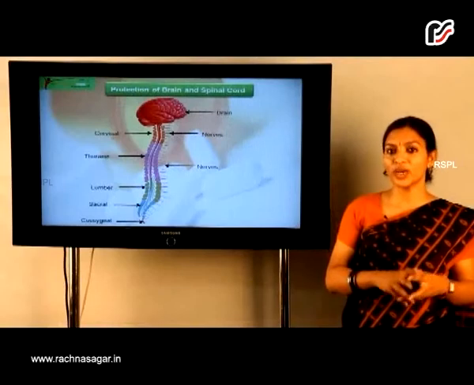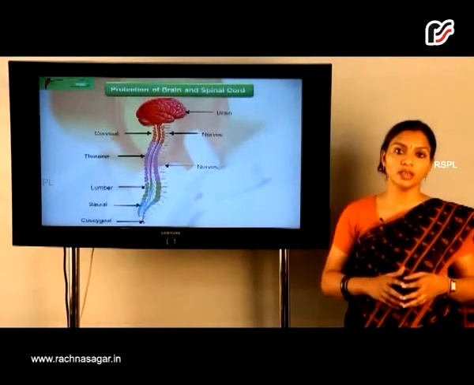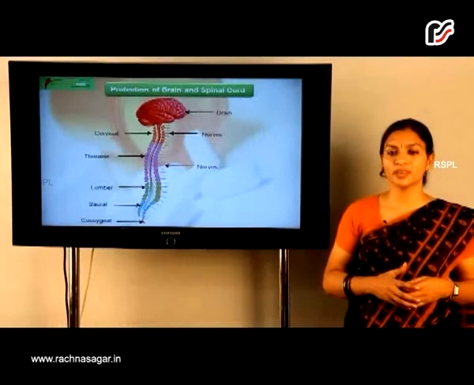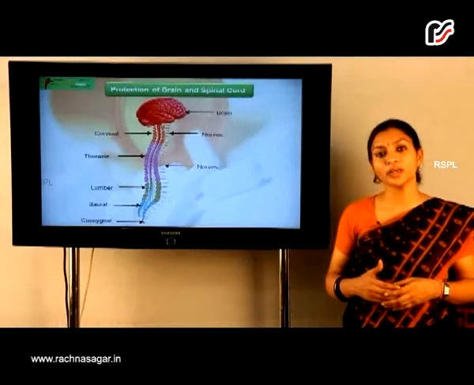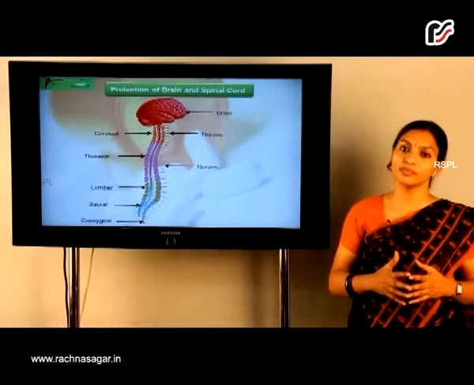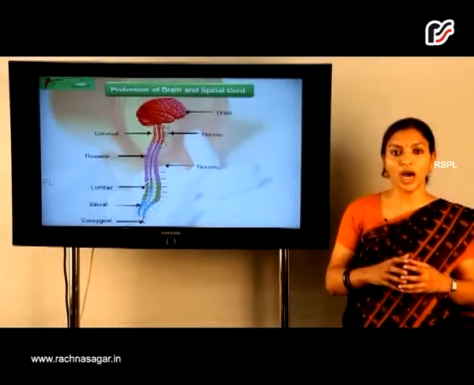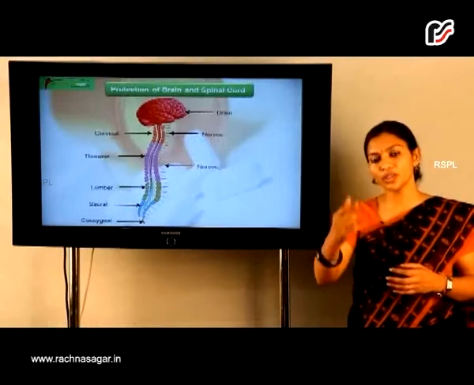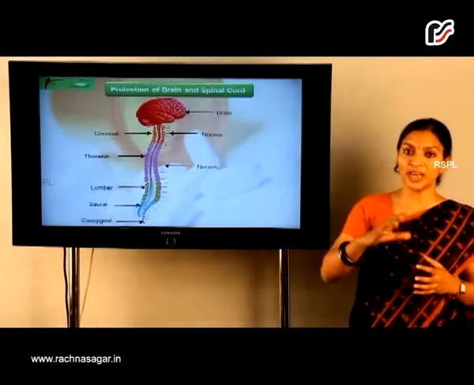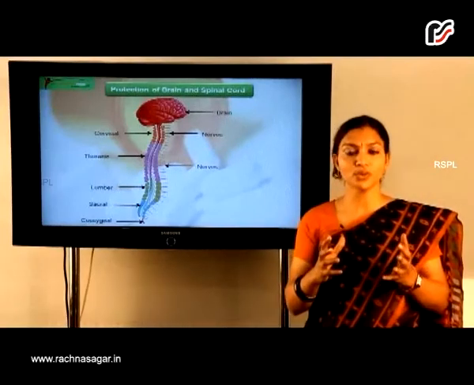As we have seen, various delicate organs in the body are protected by certain protective structures or tissues. Like previously we have seen lungs are protected by ribs. In the same way, the brain, which is also a delicate structure, how is it protected? The same way the spinal cord is protected, being delicate tissue. Brain is actually protected by a particular structure which is known as cranium.